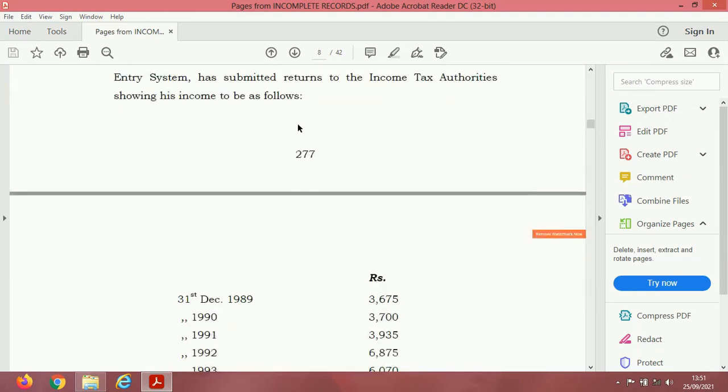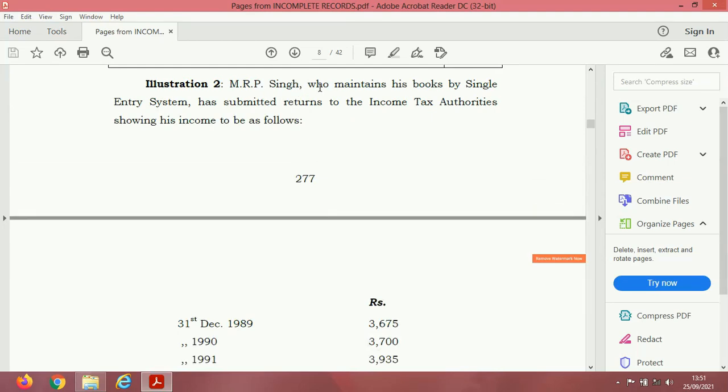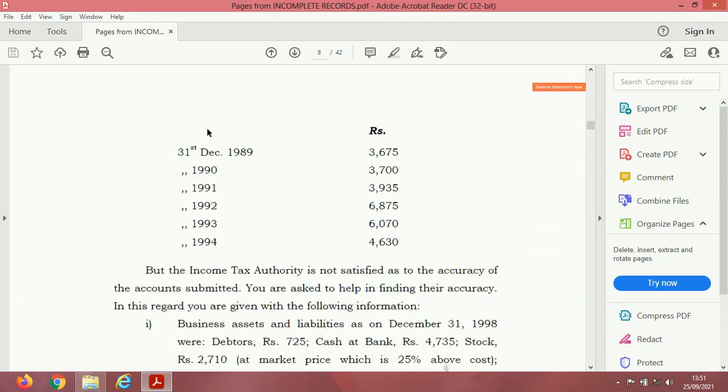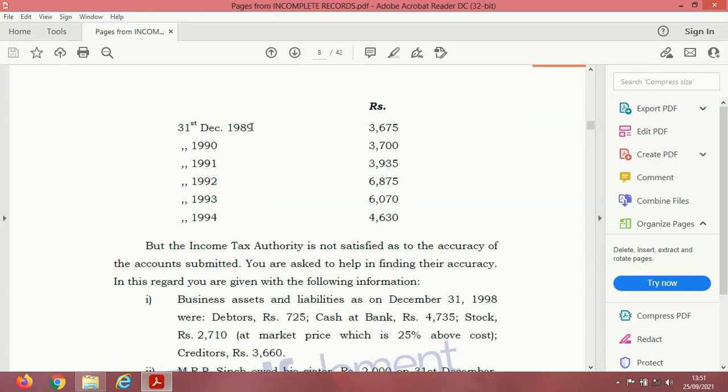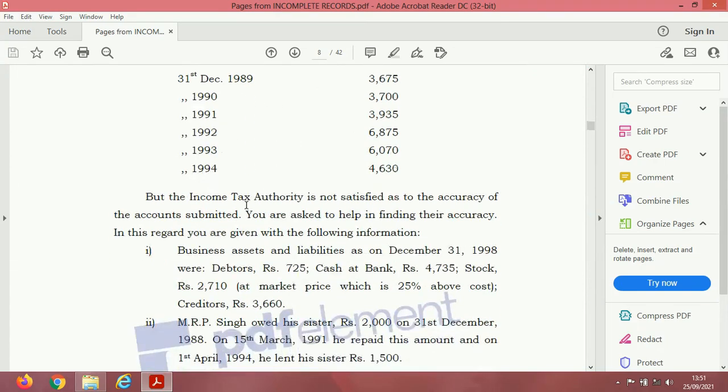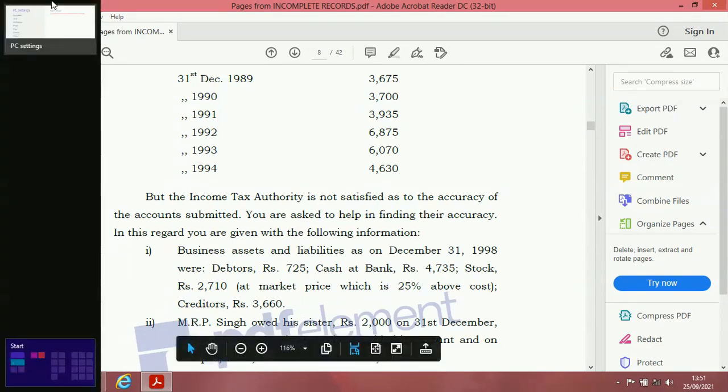So there is this example. They're saying that CSI, who maintains his books by single entry system, has submitted returns to the income tax authorities showing his income to be as follows. So this is his income. 1999, 90, 91, etc. But the Income Tax Authority is not satisfied as to the accuracy of the accounts submitted. You are asked to help in finding their accuracy. In this regard, you are given the following information.